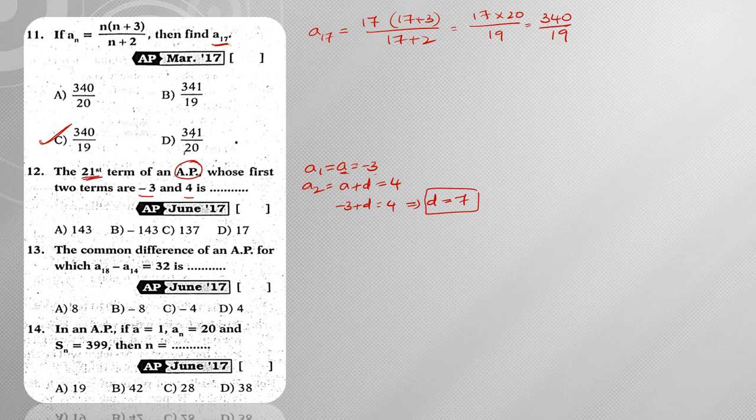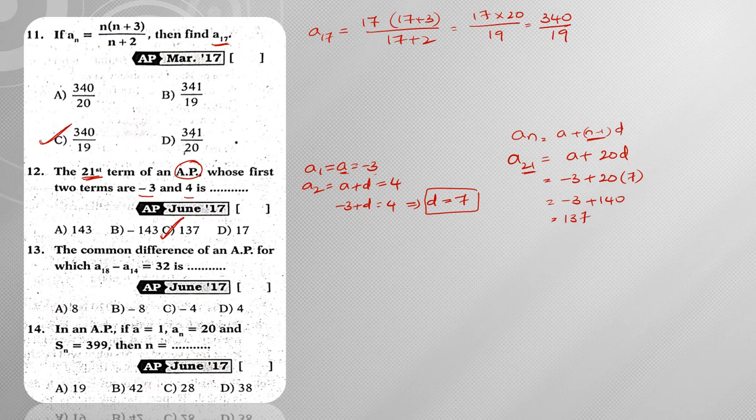Now what is he asking? The 21st term, so A21. I can write A21 as A plus 20D. Already you know the formula, right? So An can be written as A plus (n minus 1) into D. Instead of n we have 21, so 21 minus 1 is 20. Now substitute the values. A value is minus 3 plus 20 times D value, which is 7, that is minus 3 plus 140. 140 minus 3 is 137. Hence the answer is 137.